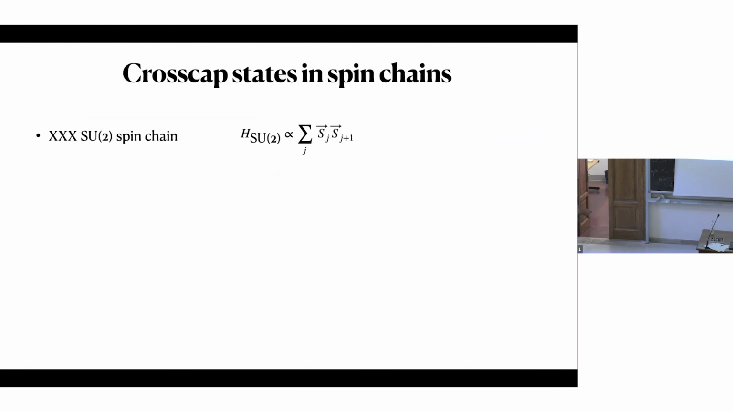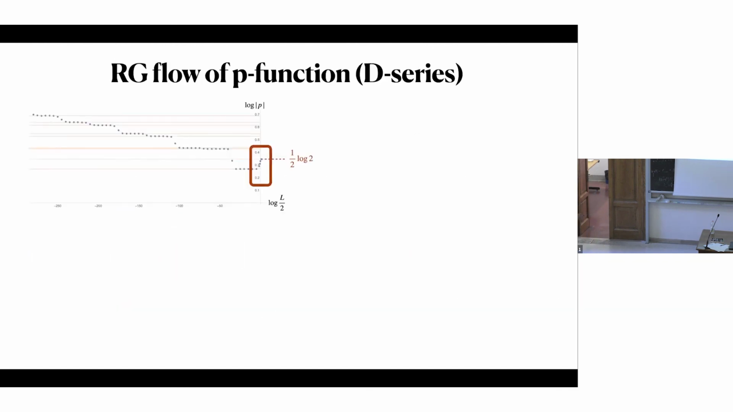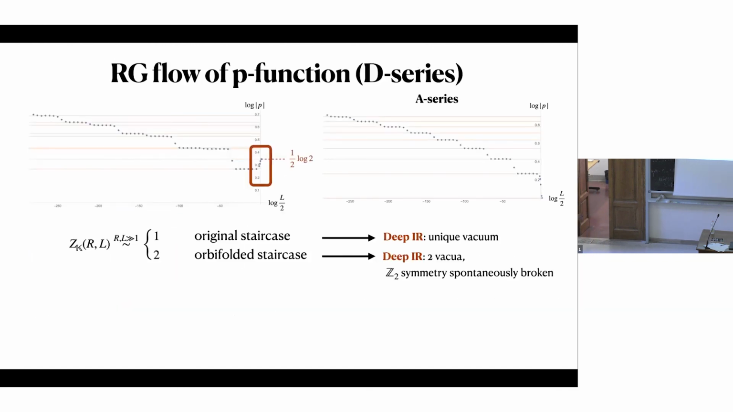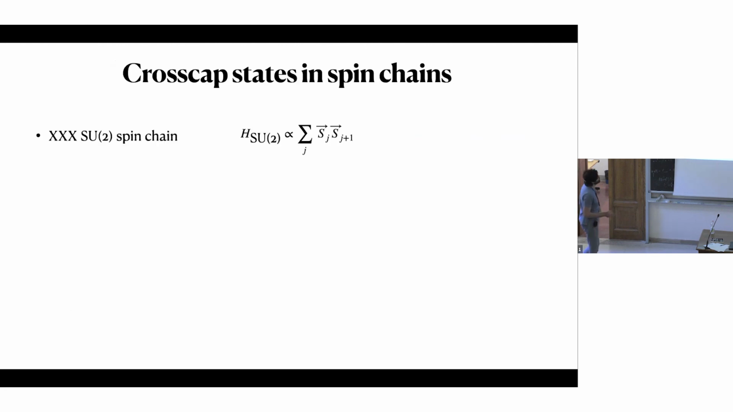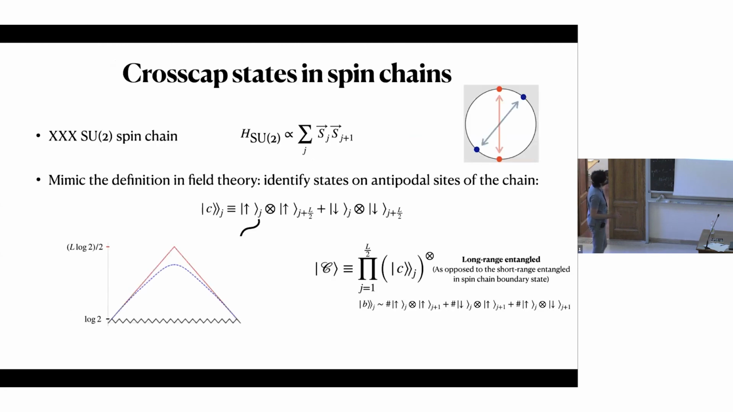Yeah, this last page. This C state, is it a boundary condition? It's more like a boundary condition. It's really not an eigenstate of the Hamiltonian.